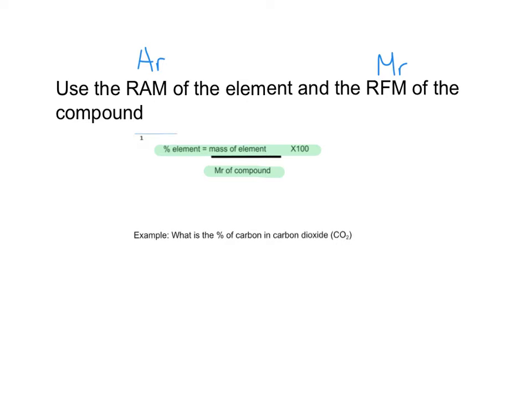We are asked, what is the percentage of carbon in carbon dioxide? So the question clearly asks me, what is the percentage of carbon? Now, if I look at the formula, that's the mass of the element on the top line. So I'm looking for the mass of carbon, the relative atomic mass of carbon. If we go to the periodic table, we'll find that carbon's top number is 12. Then I need to go and I need to work out the relative formula mass of this carbon dioxide.